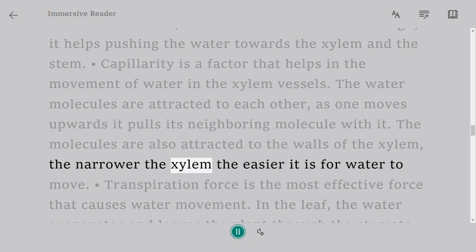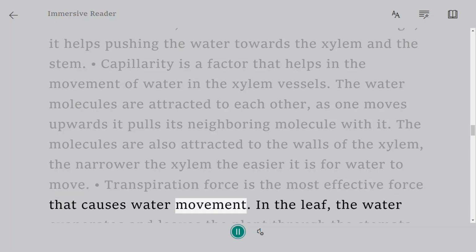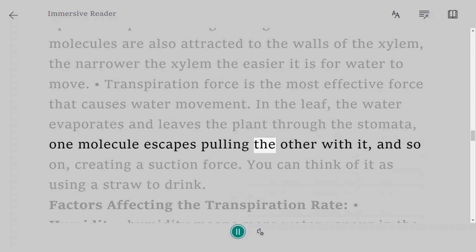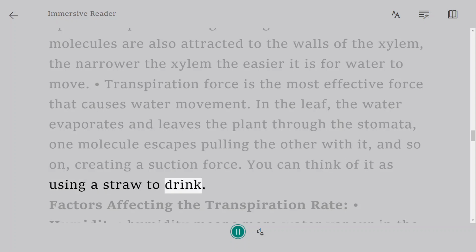The narrower the xylem, the easier it is for water to move. Transpiration force is the most effective force that causes water movement. In the leaf, the water evaporates and leaves the plant through the stomata. One molecule escapes, pulling the other with it, and so on, creating a suction force. You can think of it as using a straw to drink.